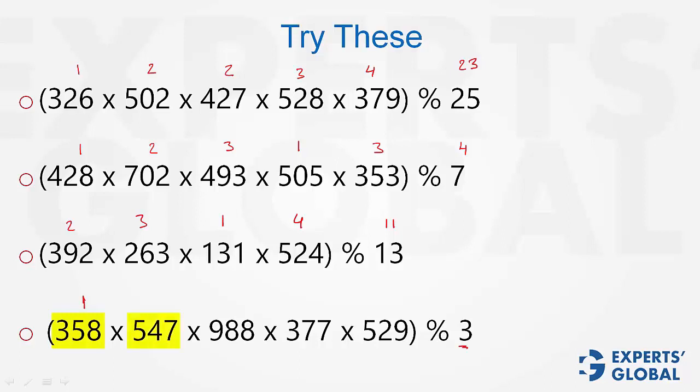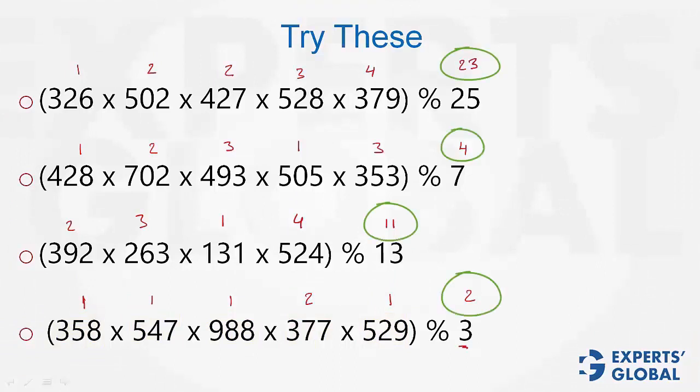The sum is 16, so 1 again. The sum is 25, so 1 again. Sum is 17, so remainder 2 here. Sum is 16, so 1. Product of these remainders is 2, so the answer is 2. The 4 answers here are 23, 4, 11, and 2. I hope you got all the 4 questions correct.